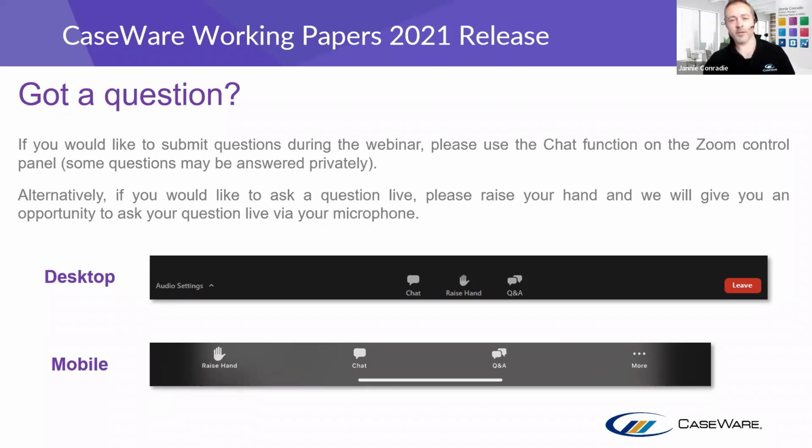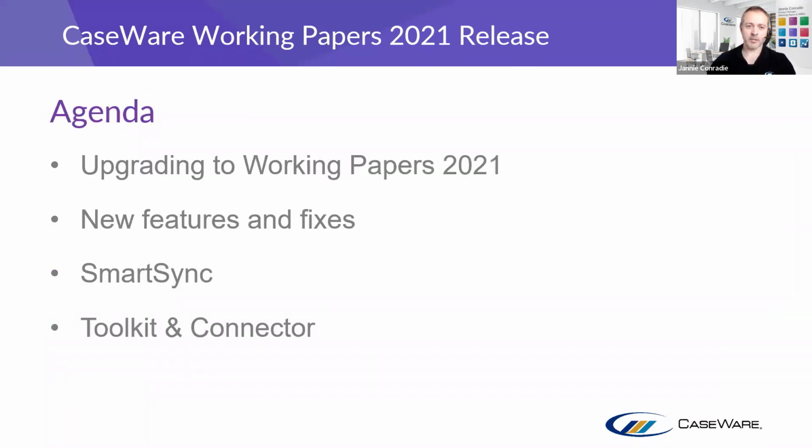Thanks, James. Good afternoon, everyone, and welcome to the Working Papers 21 release. I'll take you through some of the changes, some of the new features and the fixes. But let's have a quick look at the agenda. Upgrading to Working Papers 21, we'll talk about that. We'll cover new features, and then at the end, James will take you through some additions to Working Papers of what you can do, like SmartSync, Toolkit, and Connector.